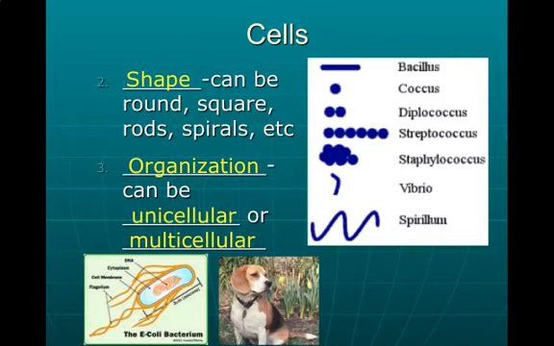Okay, and then down there at the bottom it shows an example of E. coli, which is a single-celled organism, and a dog, which is multicellular.